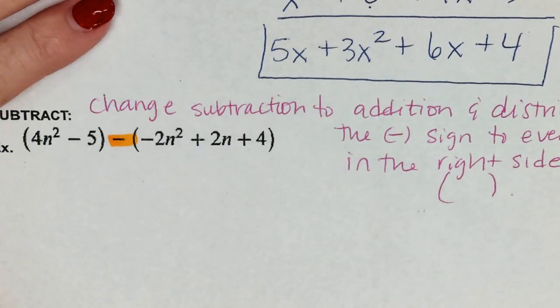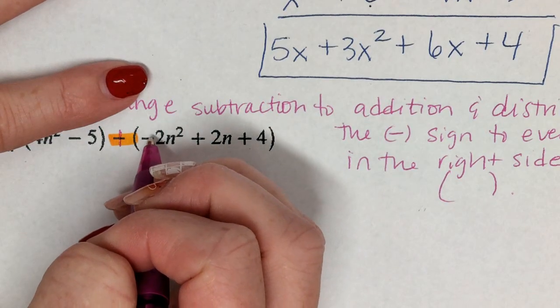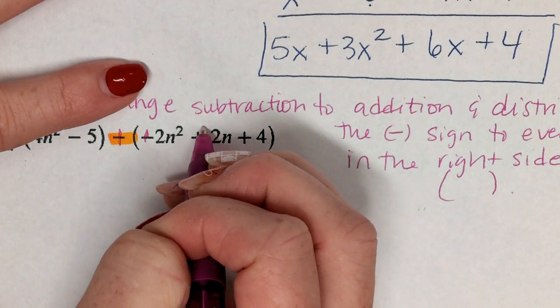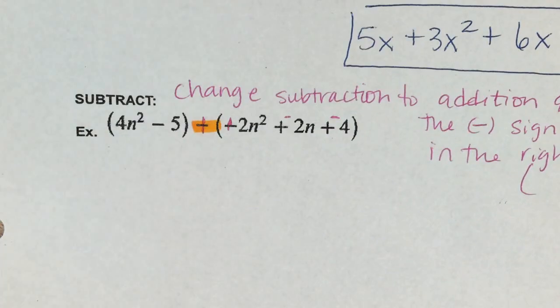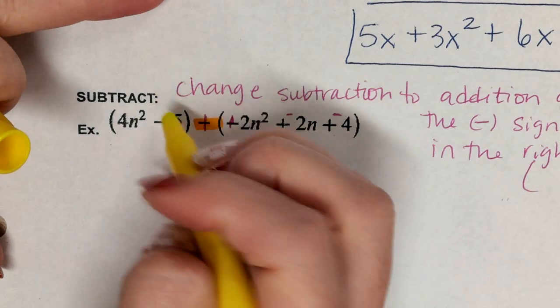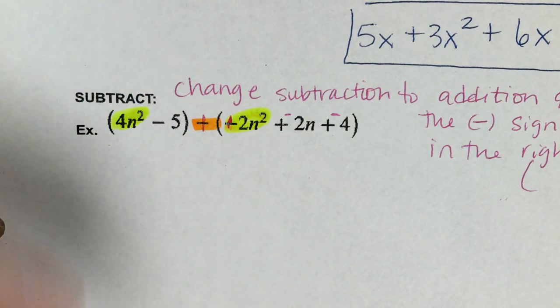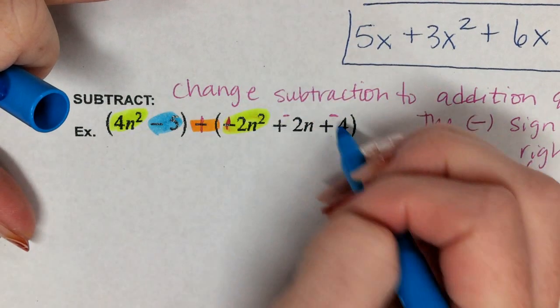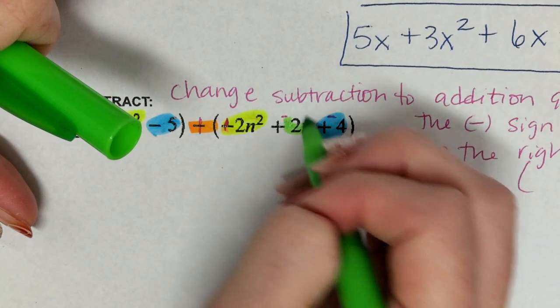Okay, so we're going to change this to addition. This is going to change from a negative to a positive. This is going to change to a negative, and this is going to change to a negative. Then, now, when you're on your assignment, you're going to decide, do I want to stack them or do I want to highlight? For right now, I'm going to highlight. The 4n squared is going to be combined with the other n squared. The negative 5 is going to be combined with the negative 4. And the negative 2n is all by itself.